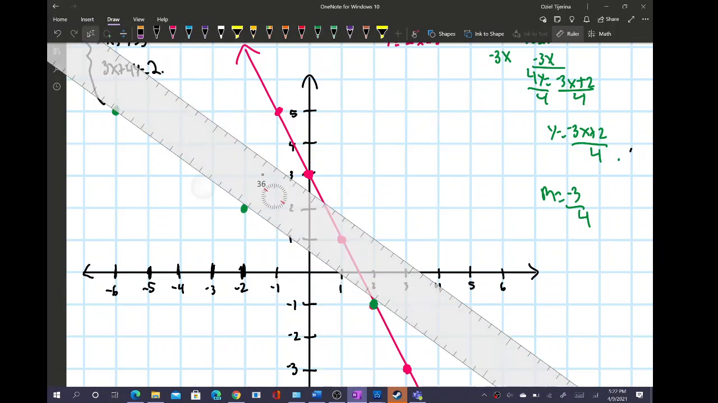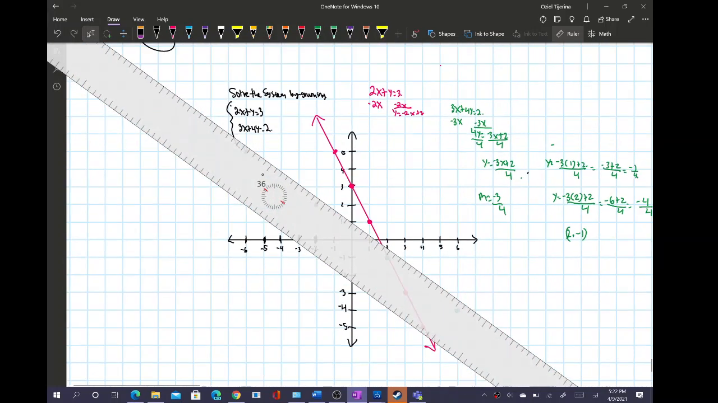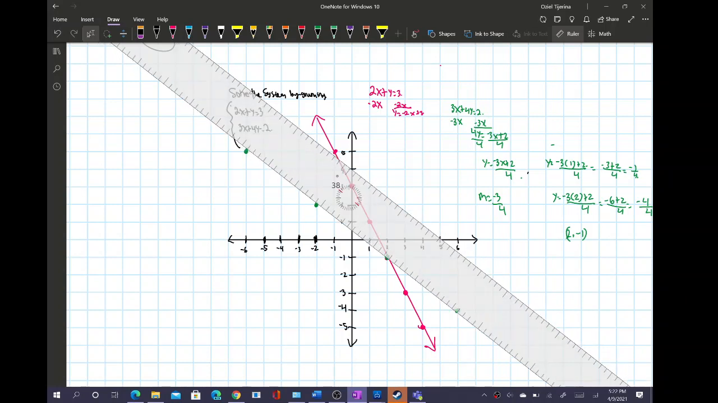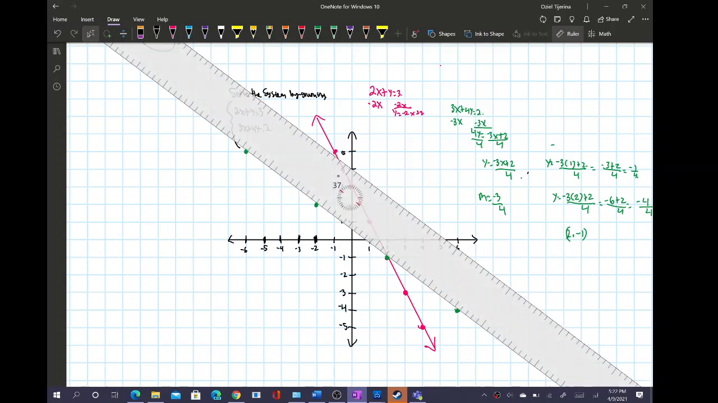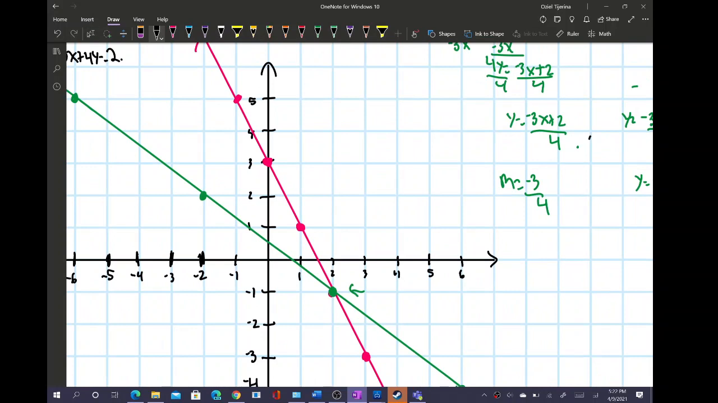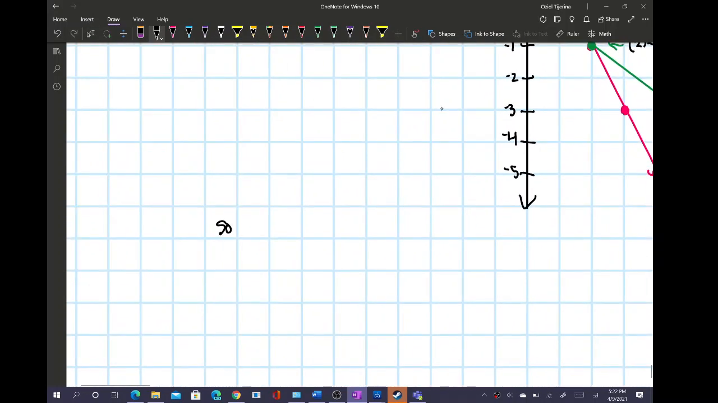And then you would just trace the line, basically. So it would be something like this. And your intersection would be right here. And so the solution would be 2, negative 1. Okay.